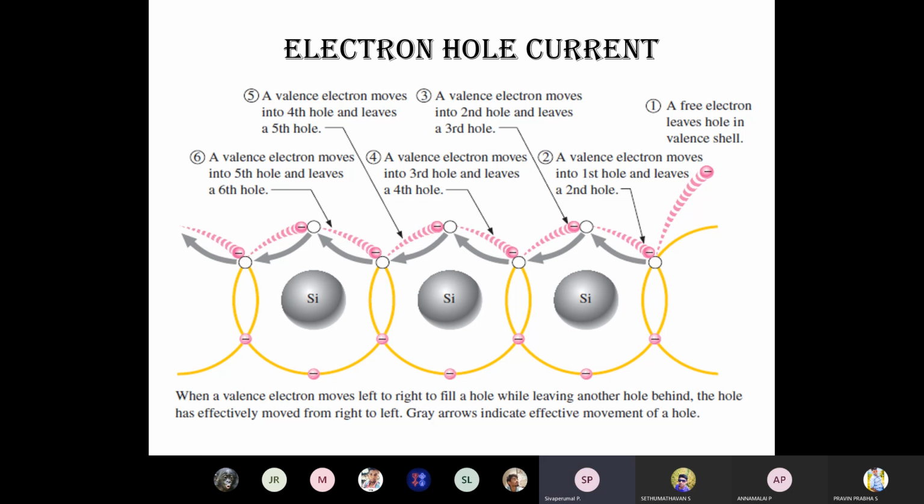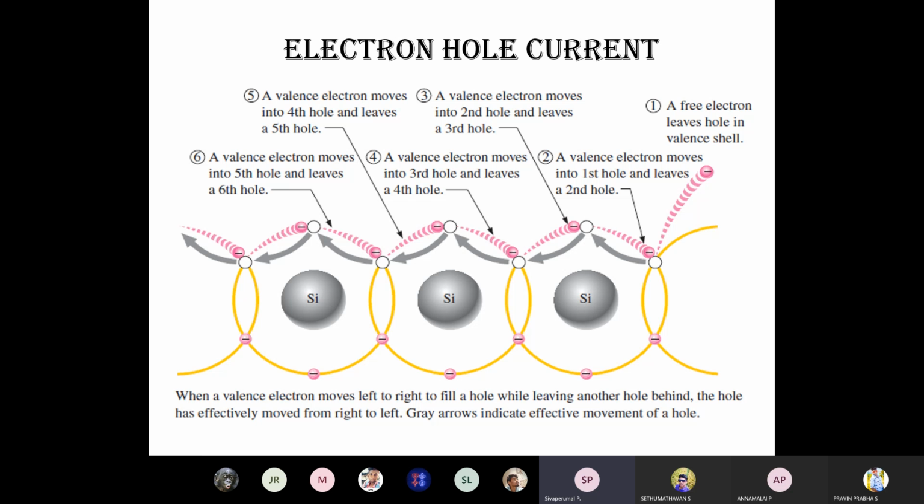Initially, the free electrons leave holes in the valence shell. Once the energy level is given, the electrons automatically move from one position to another position. This electron comes to here. Then again the first hole leaves and a second hole is created, and similarly the second hole leaves and a third hole is created.